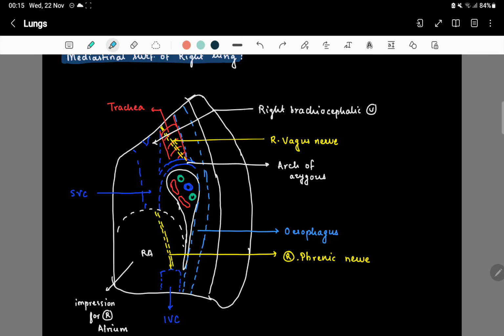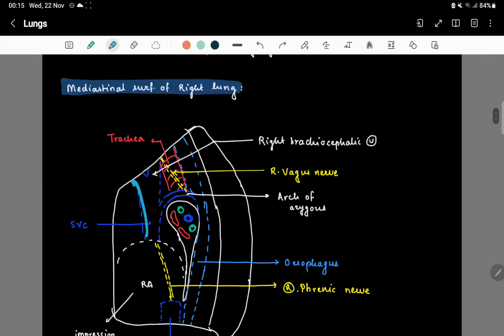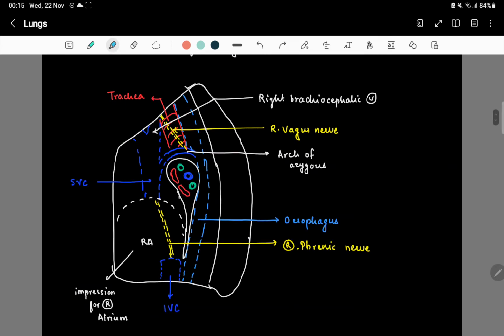Then you have the impression for your superior vena cava. Here is the impression for your superior vena cava that is present. You have to draw this. Then there is the impression for your inferior vena cava as well. Here is the impression for the inferior vena cava. Your right atrium is making an impression here. The impression for the right atrium is there.